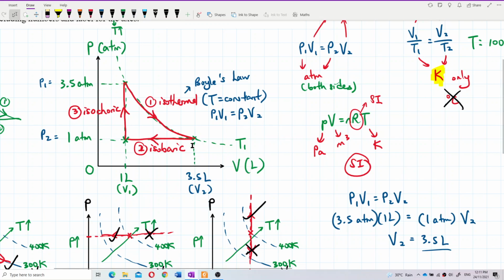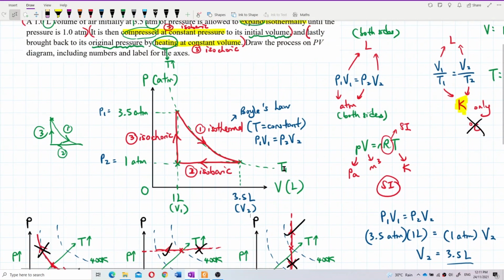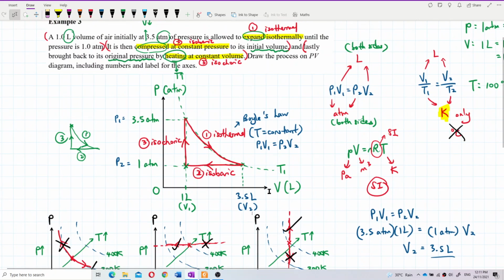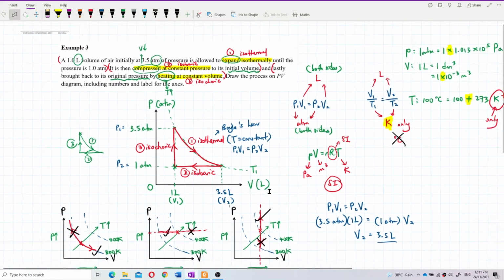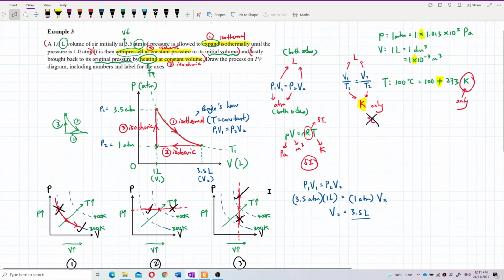So I got all, no need to find the temperature. No need to find temperature unless it's required. So this is the graph. 3.5 atmospheric pressure, 1 atmospheric pressure, 1 liter, 3.5 liter. Okay, so that's all for these questions. Hope you understand what I'm talking about.